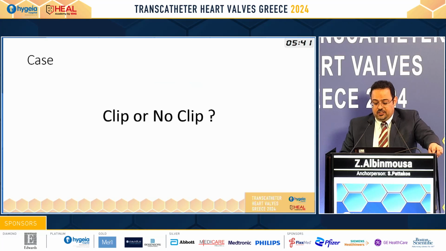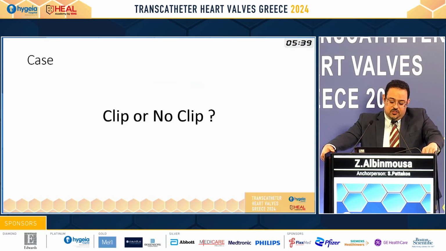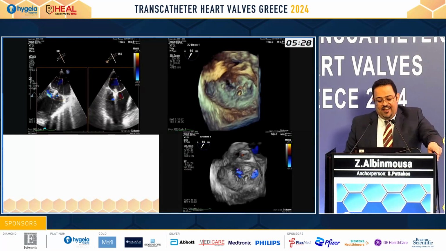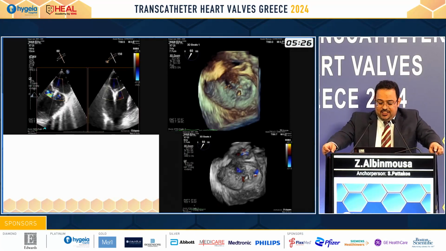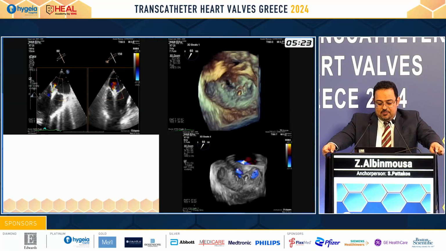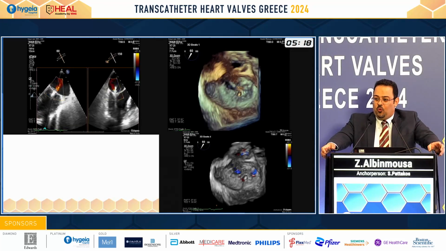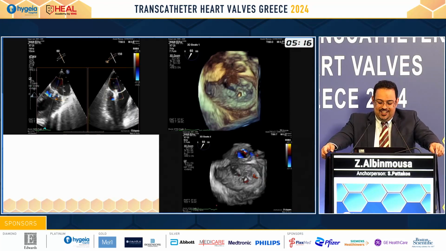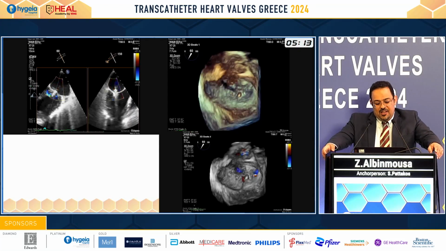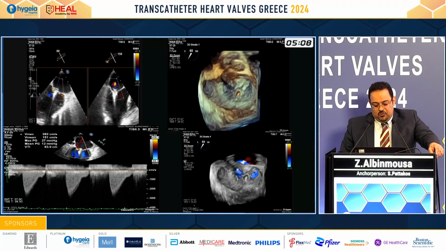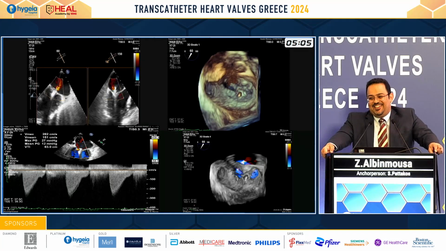So what do you think? Should we proceed with mitral valve TEER or not? We decided, let's try. This was after using the XTW, and after grasping of the mitral valve, there was really a wow in the cath lab, because there was almost elimination of the mitral valve regurgitation. But the problem was this: the gradient was 12.